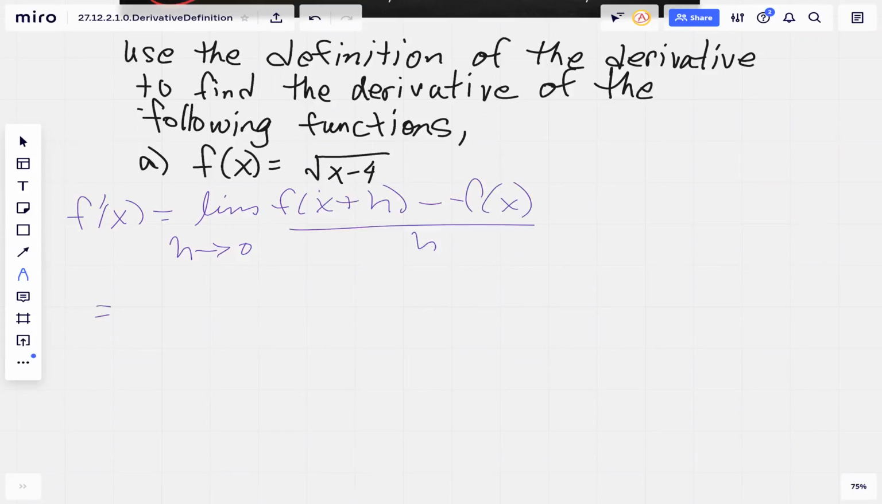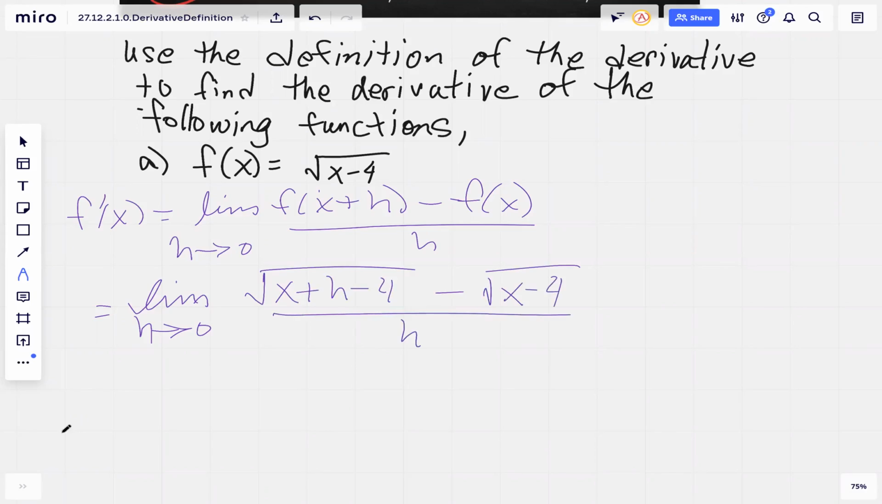Okay, so let's start plugging things in. So limit as h approaches 0. So f at x plus h. So our function f at x is the square root of x minus 4. So the square root of x plus h minus 4 minus the square root of x minus 4, all over h. All right. So now what do we need to do? We need to somehow remove these square root signs. So this is where rationalizing comes in.